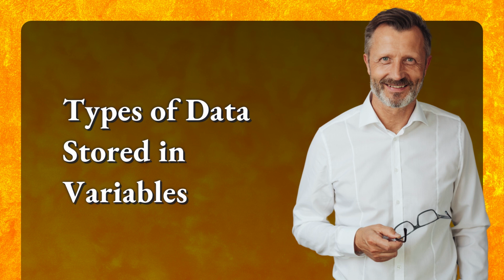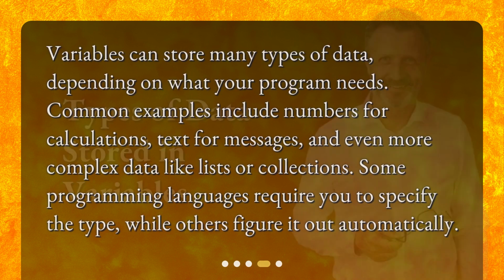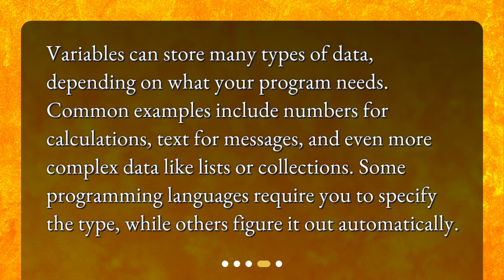Types of data stored in variables. Variables can store many types of data depending on what your program needs. Common examples include numbers for calculations, text for messages, and even more complex data like lists or collections. Some programming languages require you to specify the type, while others figure it out automatically.